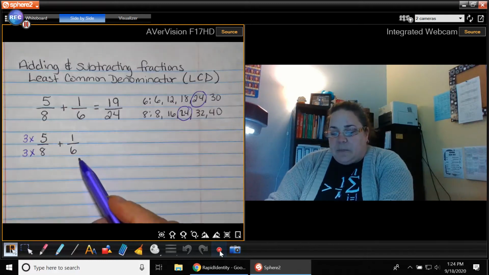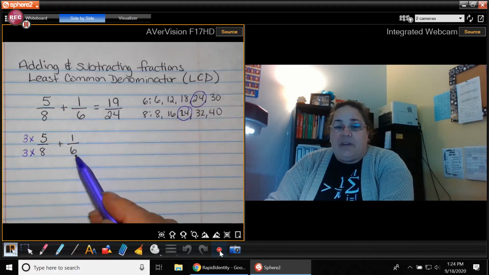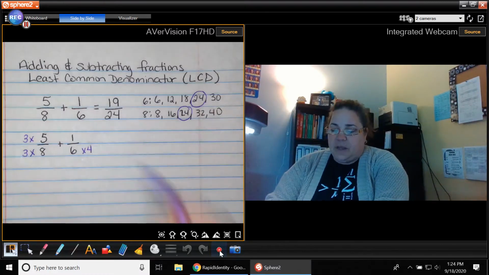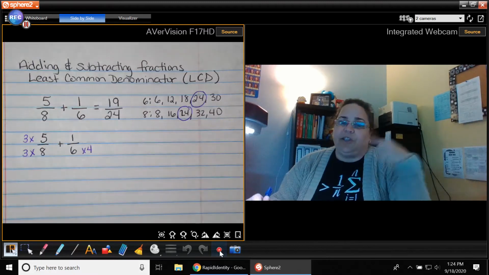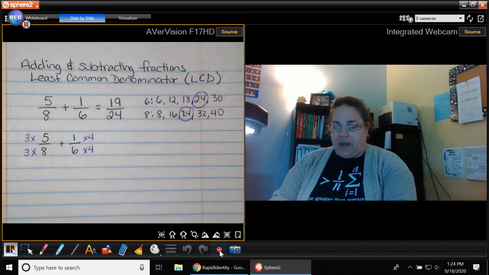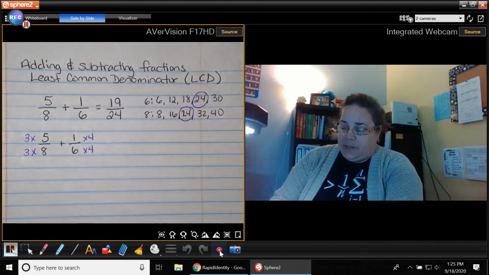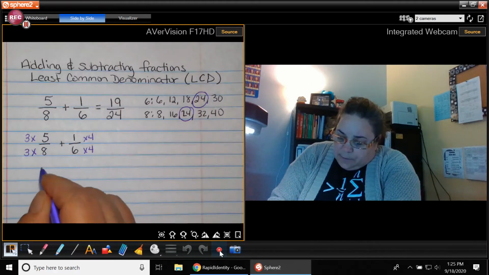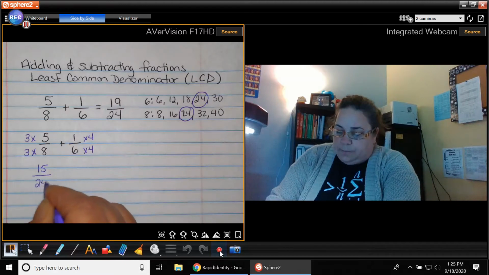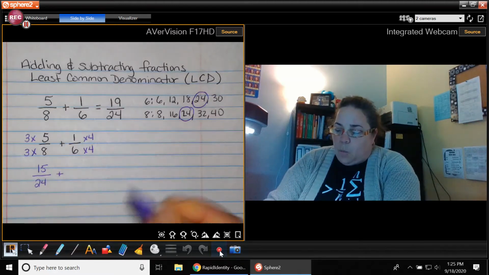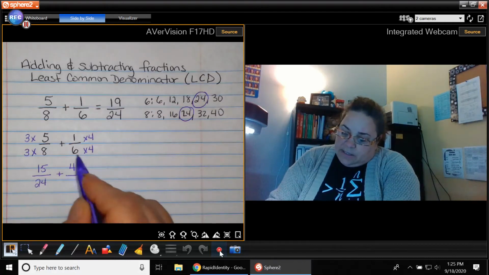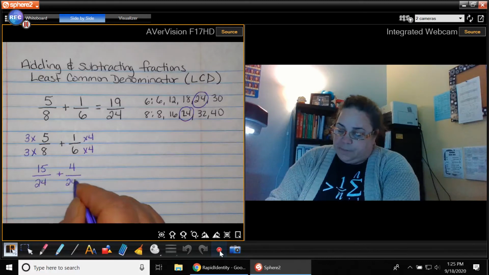And then on the right side of my problem, I have 1/6. How do I get from 6 to 24? I multiply by 4. And if I do it on the bottom, then I have to do it on the top. So 1 times 4. Okay, now I do the math. 3 times 5 is 15, and 3 times 8 we know is 24. Plus 1 times 4 is 4, over 6 times 4 is 24.